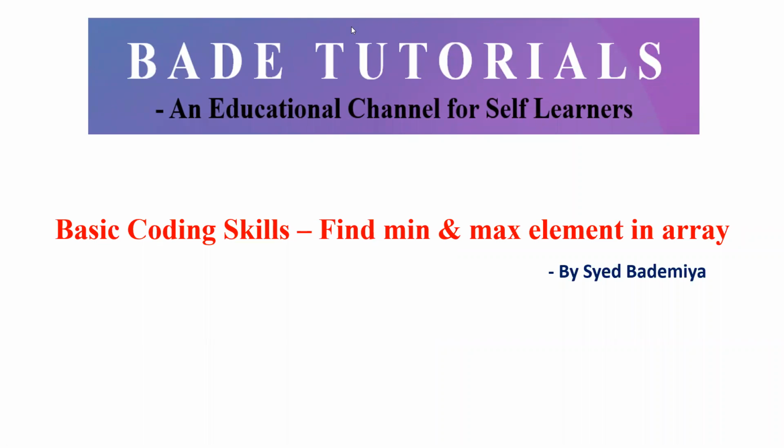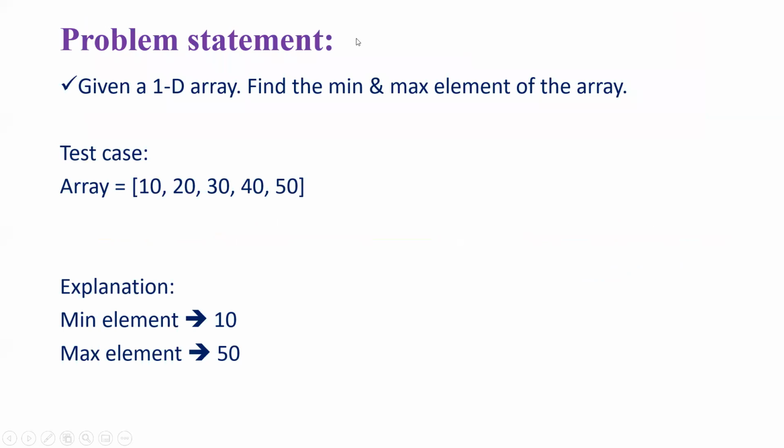Today we are going to see one of the coding skills problems, where you will be given an array and your task is to find the minimum and maximum element present in the array. In Python-like languages, you can find predefined methods like min, max, etc. But here the task is that you should not use any predefined methods. With your logic only, you are going to find the minimum and maximum element present in the array.